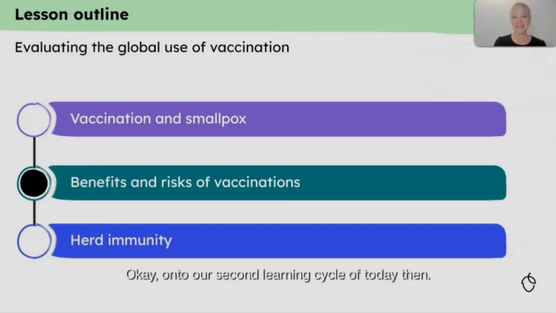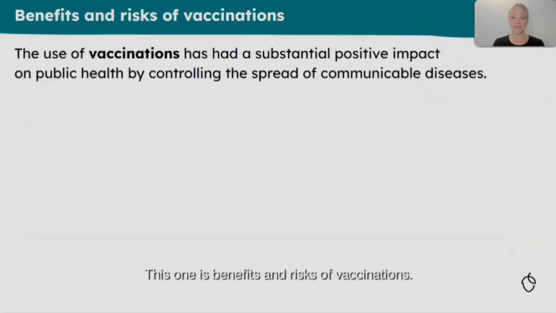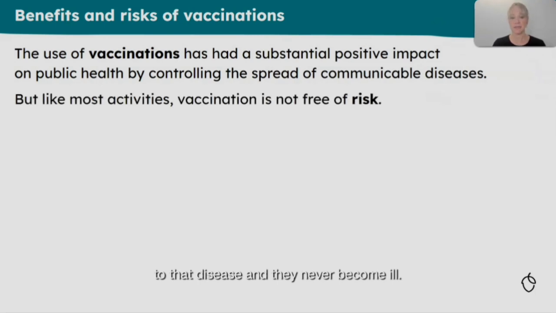Okay, on to our second learning cycle of today then. This one is benefits and risks of vaccinations. So the use of vaccinations has a real substantial positive impact on public health by controlling the spread of communicable diseases. Any disease that is communicable and can be passed from organism to organism, it's really helpful if you have a vaccine, because it means that you do not need to treat that person, but actually they've already got long-term immunity to that disease and they never become ill.